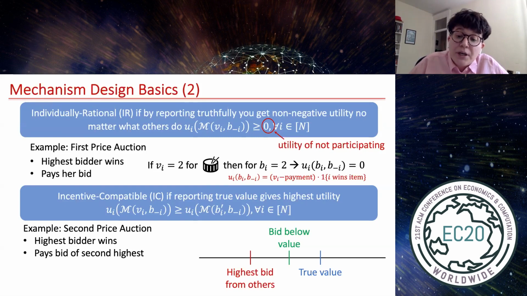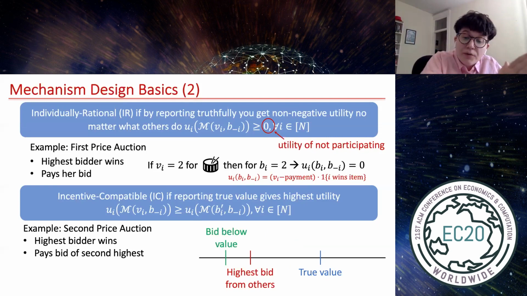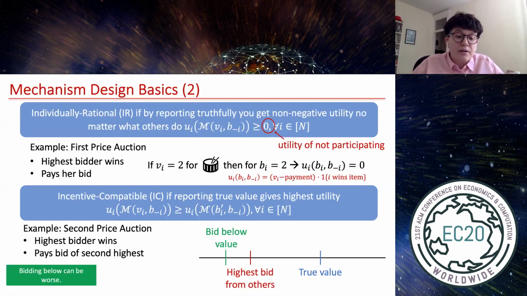Now, if you bid way below your value in a way that actually goes below the second highest bid, you end up losing the item, which means that bidding below your value can actually make your utility worse than what it was before. So you definitely don't want to be below your value.